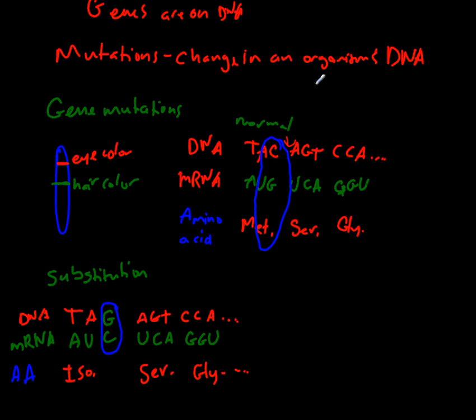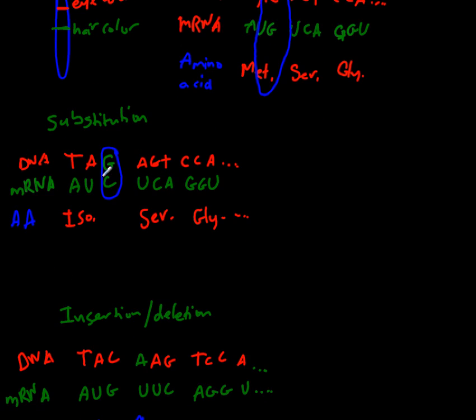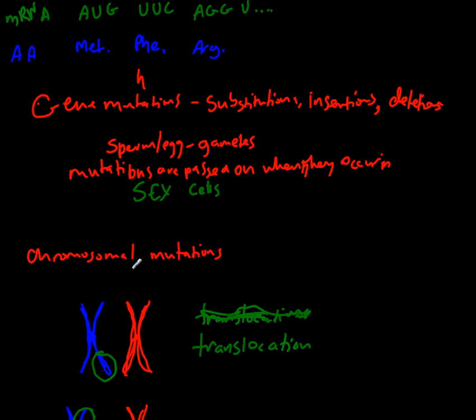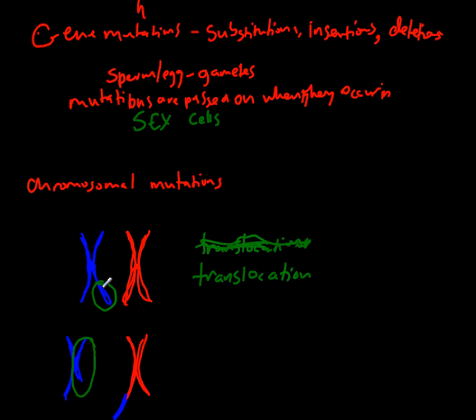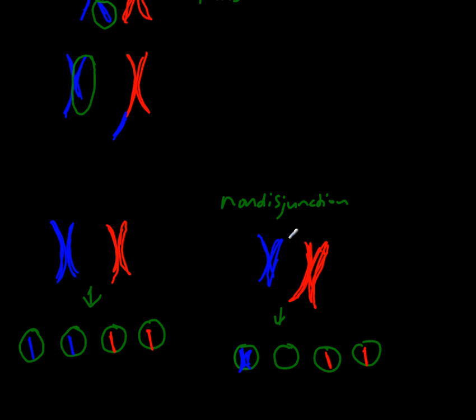Just to summarize what we talked about, remember we're talking about mutations, and a mutation is just a change in an organism's DNA. There are 2 ways they can happen. It can happen in a single gene, a gene mutation, whether by a substitution, an insertion, or a deletion, or it can involve whole chromosomes. We can have a translocation, where part of a chromosome moves to another chromosome, or a non-disjunction event, where chromosomes fail to separate properly. These will have different kinds of effects based on what's happening.